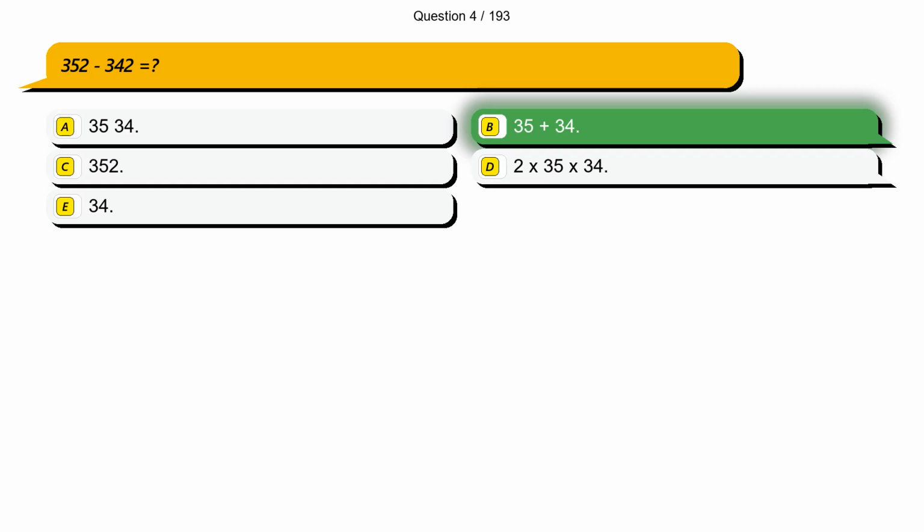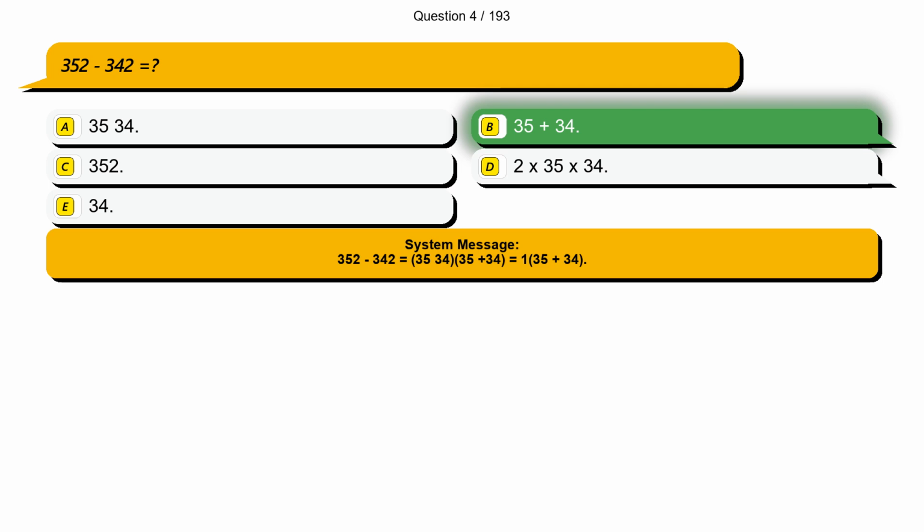The correct answer is option B, 35 plus 34. 35 squared minus 34 squared equals (35 minus 34)(35 plus 34). 35 minus 34 equals 1, so the result is 35 plus 34.